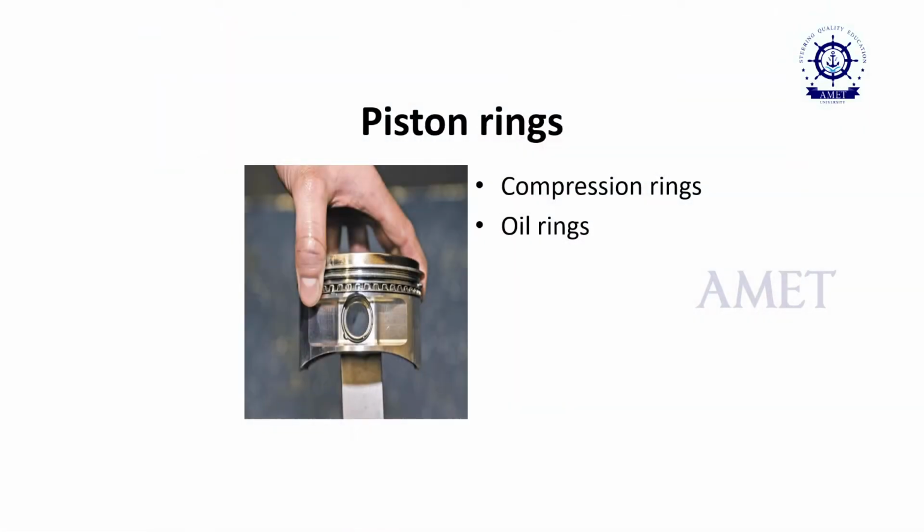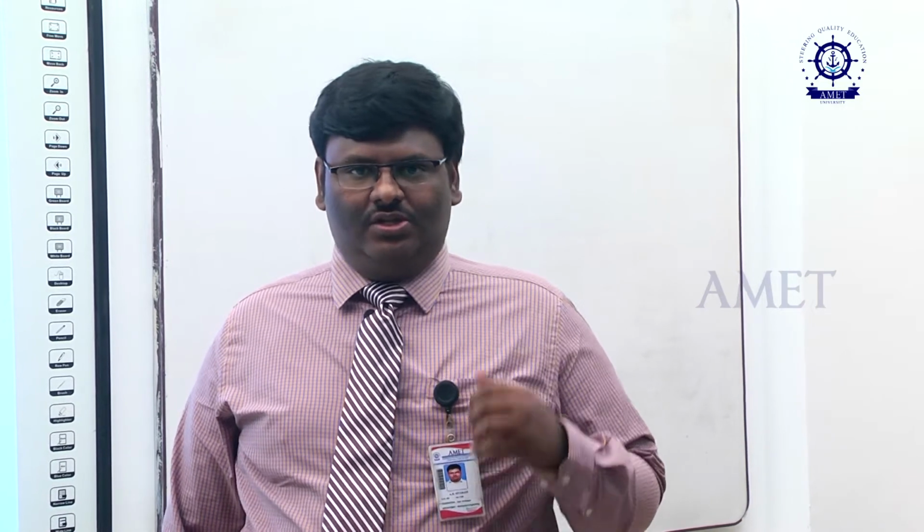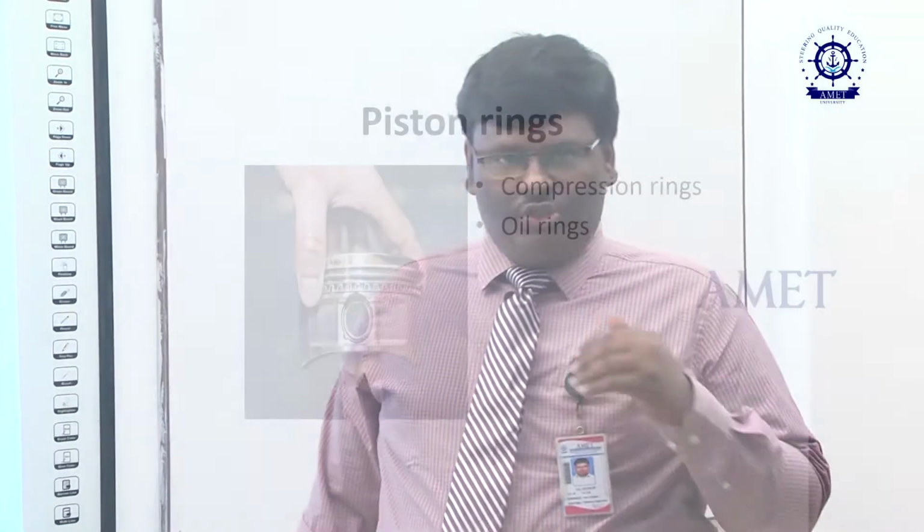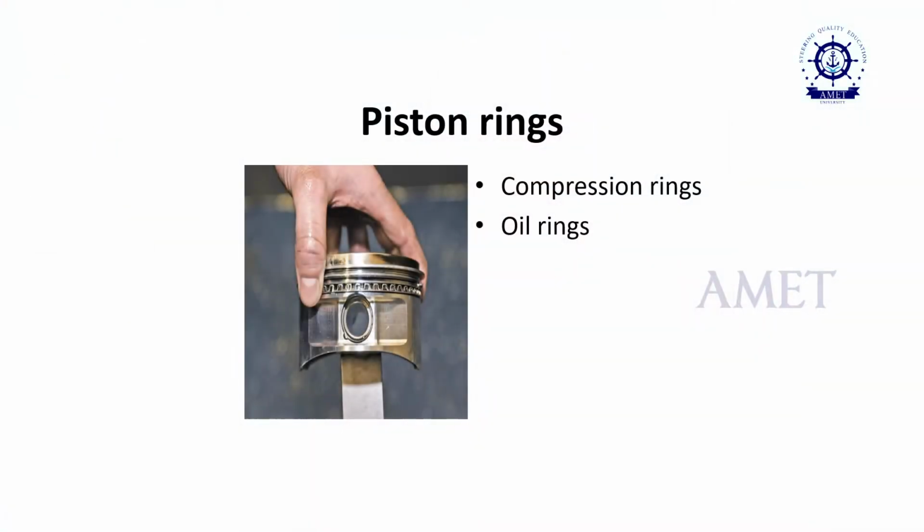The piston has 3 rings. You can see here the top 2 rings are compression rings and the third ring is an oil ring. First let me explain the function of the compression ring. Compression rings are used to seal the products of combustion within the combustion chamber. When combustion is taking place, the entire products of combustion should be sealed within the combustion chamber. Combustion chamber is nothing but the clearance volume of an engine cylinder.